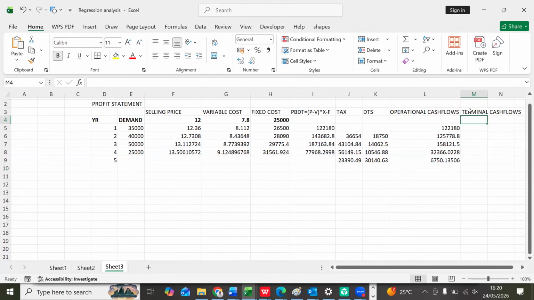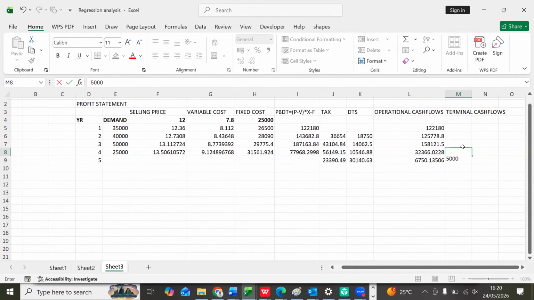So we shall receive this money on the 4th year, 5,000 here. Ladies and gentlemen, we don't have any other terminal cash flows. We don't have working capital here. So now we happen to be having these terminal cash flows.